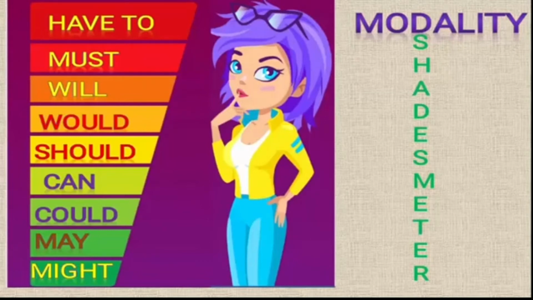Okay, so the one at the bottom of this shade meter shows the lowest possibility, whereas the one on the top of the shades meter shows the highest possibility. For example, I would say it might rain, so it's the lowest possibility, followed by a higher possibility of it may rain, it could rain, it can rain, it should rain, it would rain, it will rain, it must rain, or it has to rain. So now the highest possibility of raining is expressed through the modal has to. So we need to follow this use of modals through this shades meter.